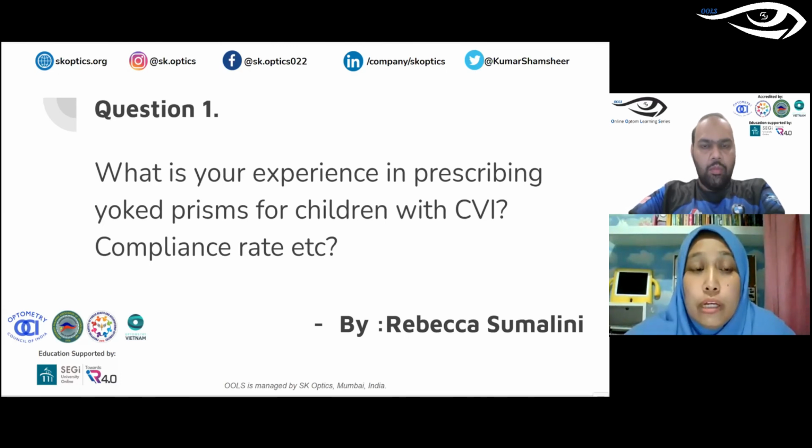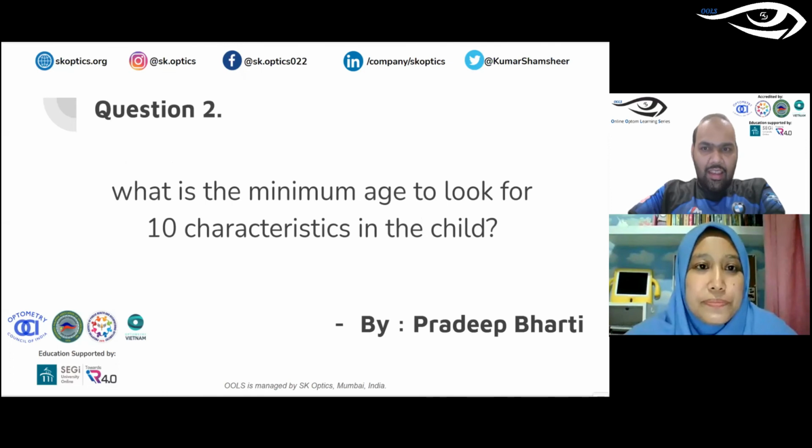Because most of the children with CVI present with exotropia, mostly 65% from my memory, if they need prisms or any correction, they will need to do that prior to seeing us, before we do the assessment. So I don't have any experience particularly with these yoke prisms. Okay, great. Thank you, Rebecca.